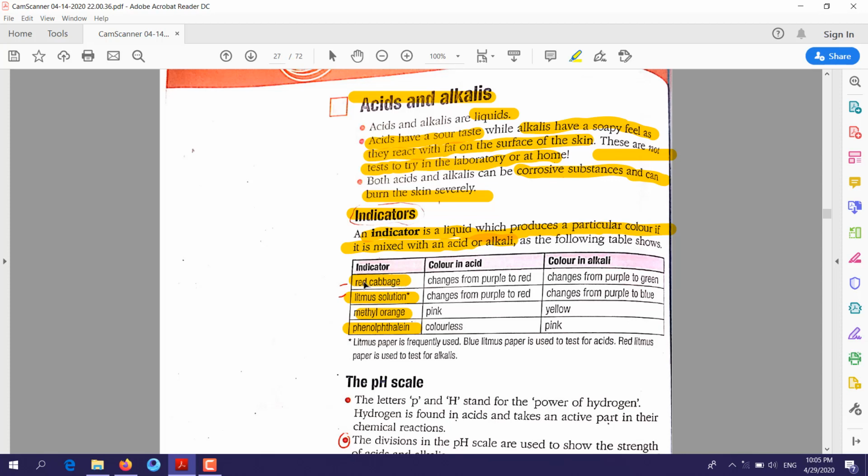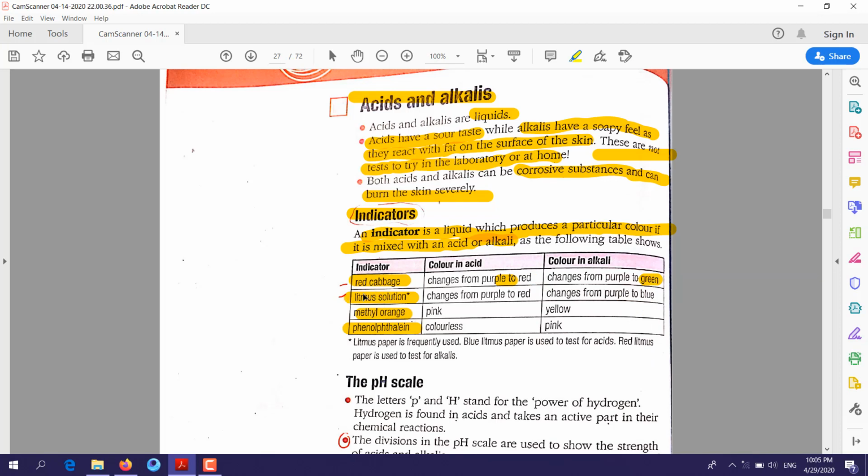For example, if you add red cabbage, what will happen? The color of red cabbage is purple. But when you add it to a solution, if the solution is acid, the color will change into red. If the solution is alkali, the color will change to green. You need to focus on these colors. Red cabbage gives red color with acid, and green color with alkali.